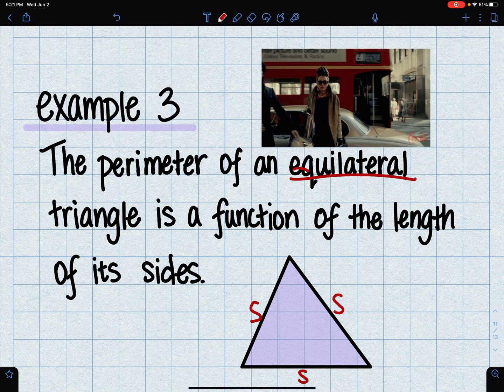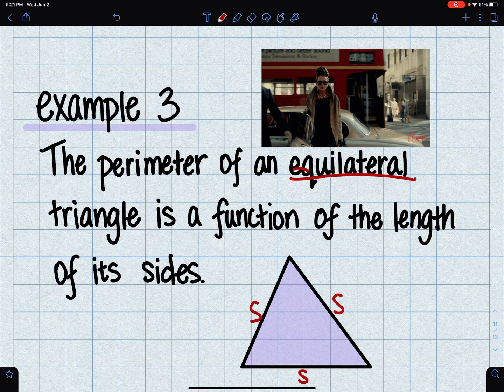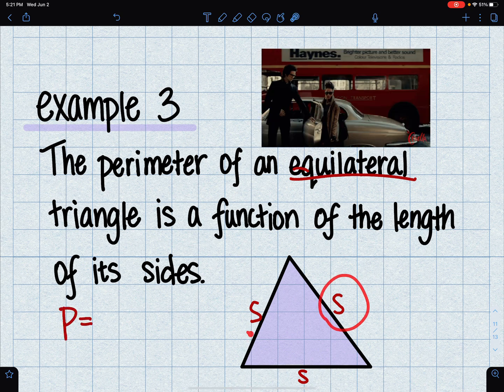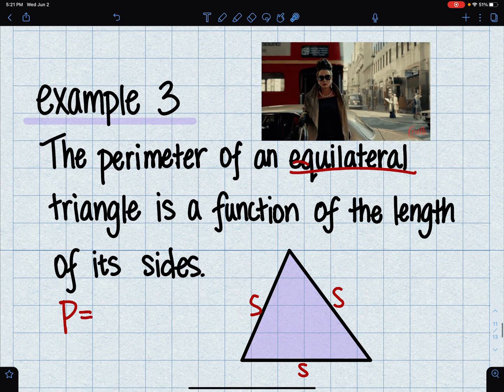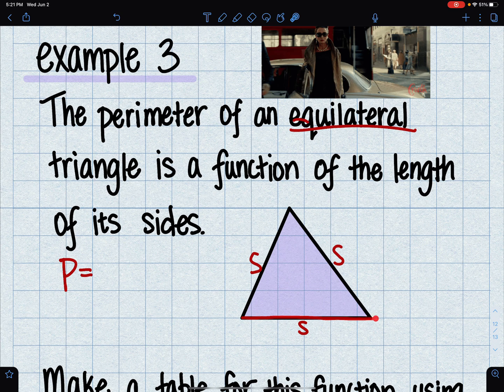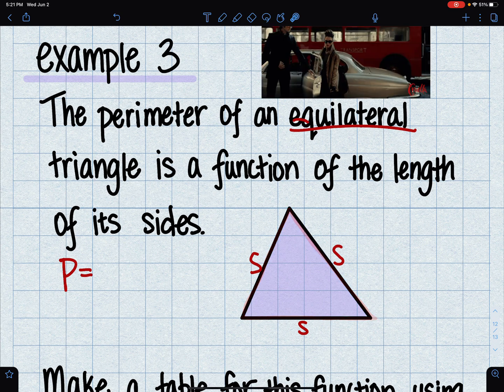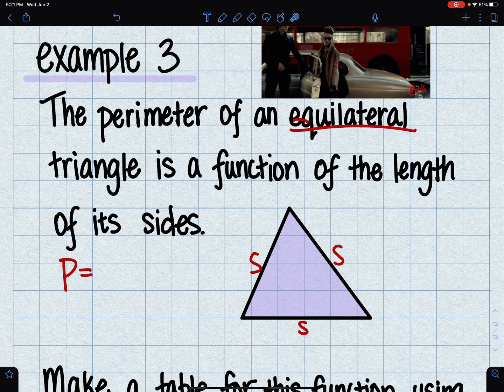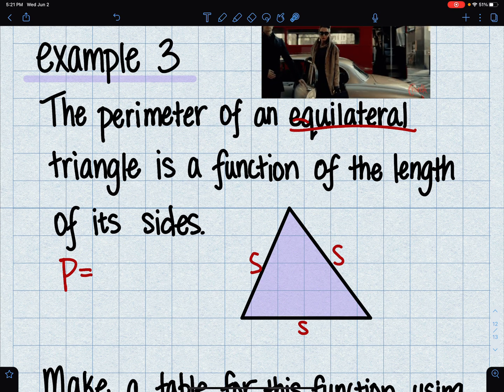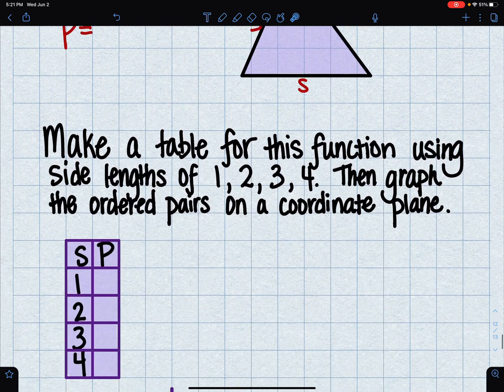The perimeter of an equilateral triangle is going to be what? If you were trying to figure out the perimeter, it would be S plus S plus S. It's like if a little ladybug were walking along, it has to walk this length, this length, and this length. So you just add them all together. The easier way to do it would be the perimeter is 3S.